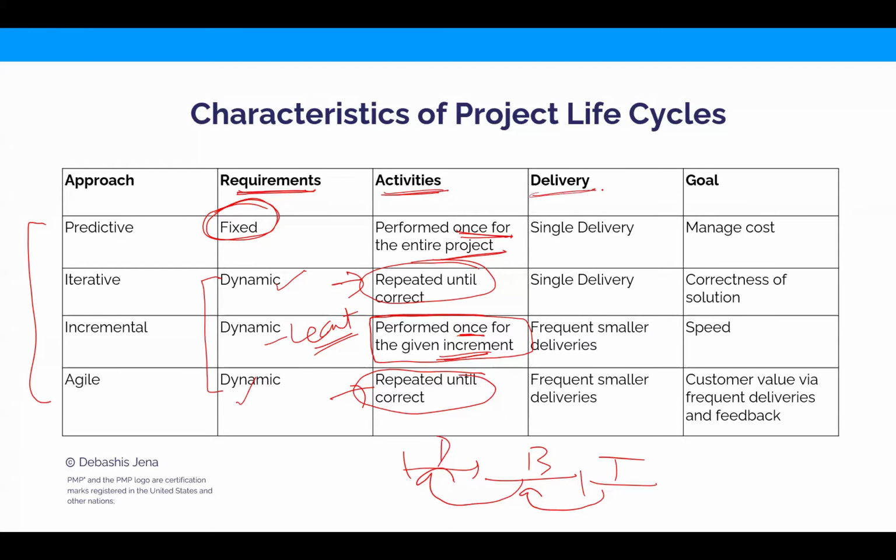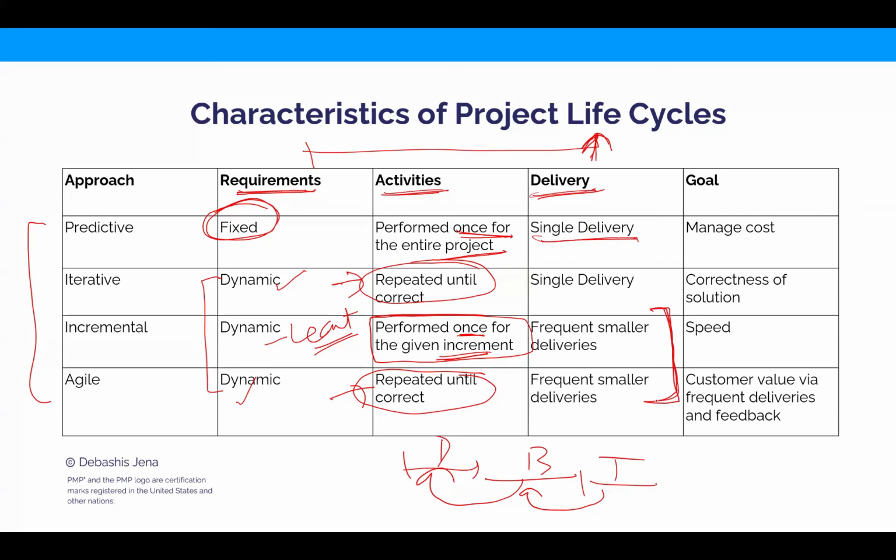Then take a look at delivery. See what's written. Predictive, single delivery. Single delivery means no partial releases, only a one-time release. In predictive, let's say it's a 10-month project. I would only have something to release here, handover or release here. No intermediate releases.